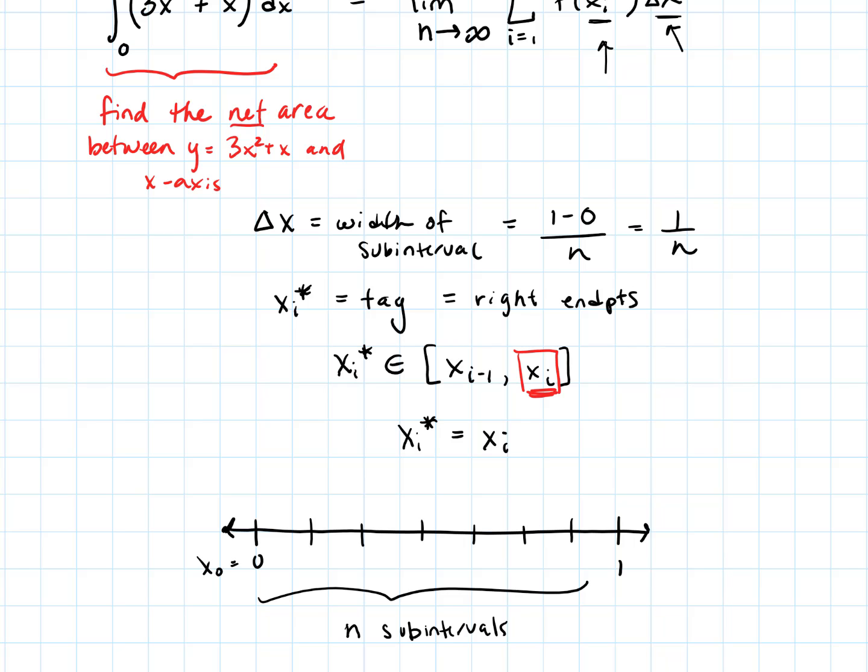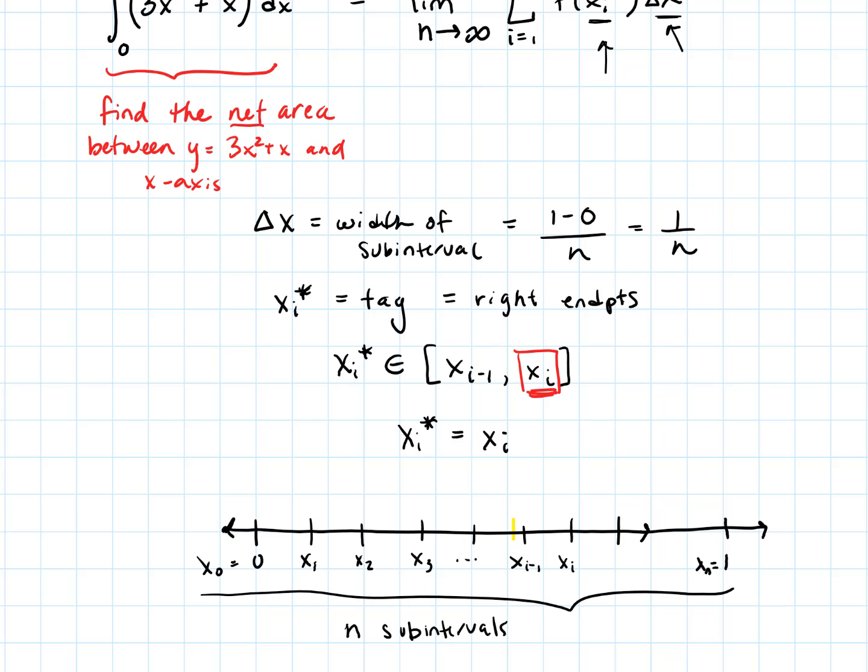X sub naught is 0, the starting place. x1, x2, x3, and so forth till I get to x sub i minus 1, x sub i. And let's scooch that out just a little bit further. Let's make one out here. And x sub n is going to be 1 by the time we get all the way out to 1. So we're focused in on this little subinterval right here. Now, each of these widths we've already talked about. It's 1 over n.